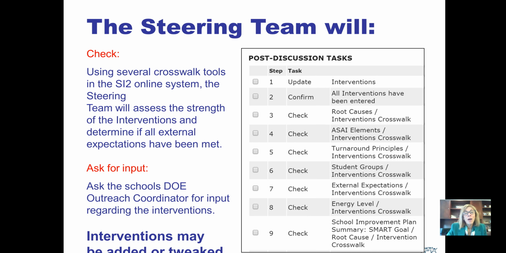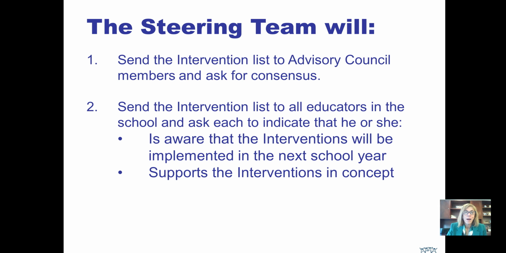Now, what that means to you as a council member is that the interventions that you came up with in your preliminary list, your steering team may need to tweak those a little bit to make sure that they're meeting everybody's expectations of your school. So the expectations of the federal DOE, US DOE, or the expectations of the Indiana Department of Education. Okay, then after all of that is done, the steering team will send a list of interventions to the advisory council and they'll ask you for consensus.